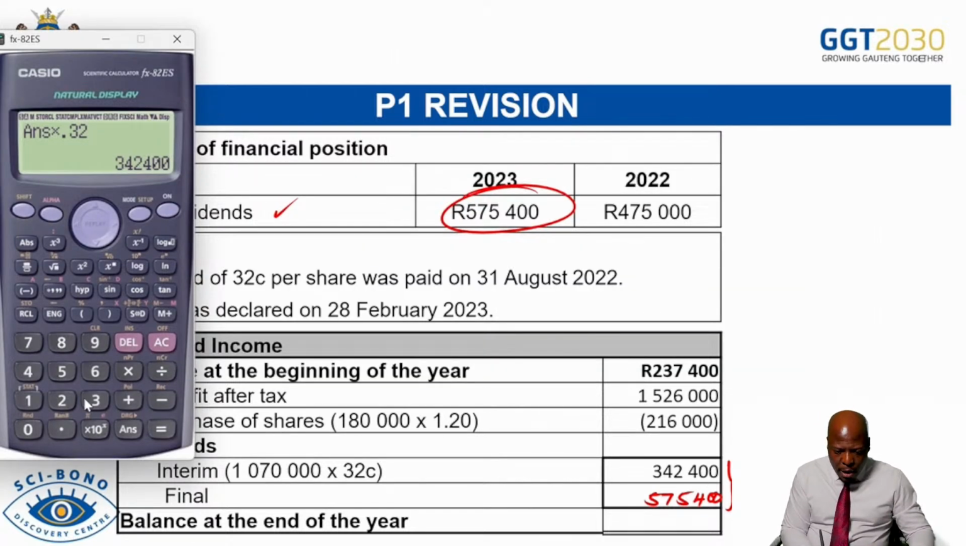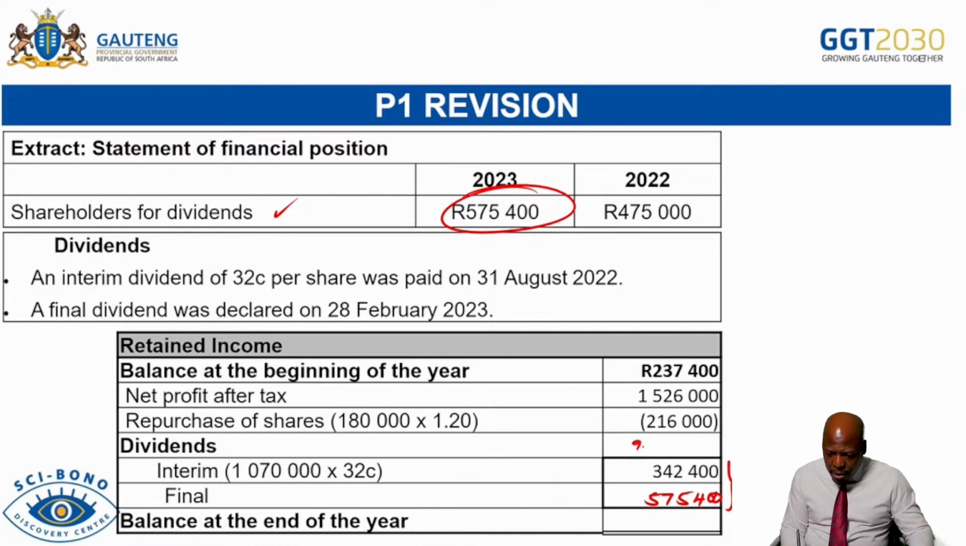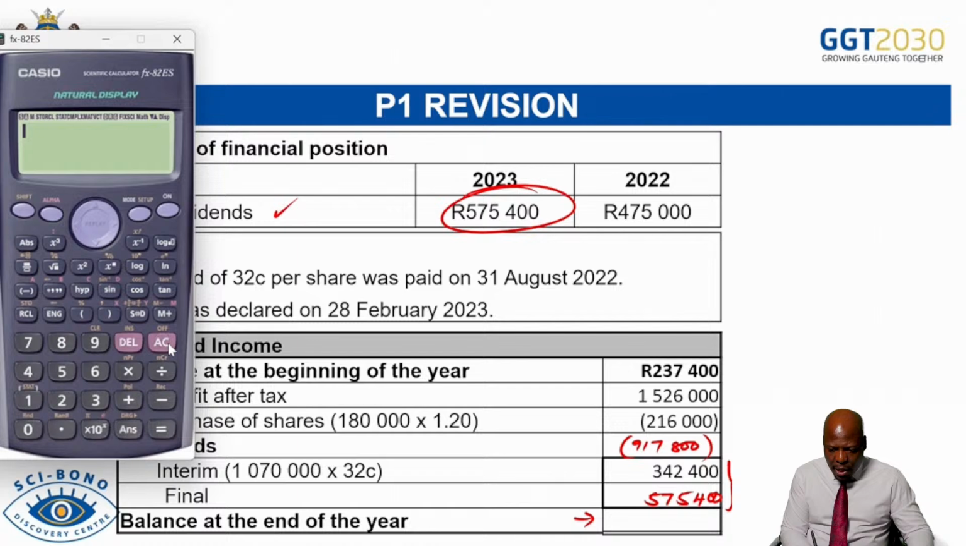So I'm going to add those two, calculator. I'm going to say 342,400. Then I'm going to add my 575,400. Okay, then I'm going to end up now with the total, which is 917,800. So I'm coming here, that's 917,800. Remember, that has to be in brackets so I can get the one at the bottom there. How do I do that? Let's start it together from the top.